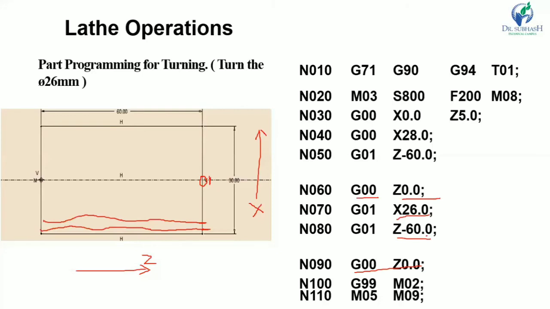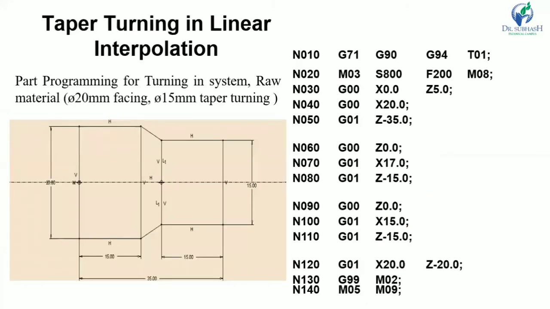Now let us understand next, taper turning in linear interpolation. Part programming for turning in this system. The raw material is 20 mm, and we have to make the facing. This diameter is 20 mm, this diameter is 15 mm, and this distance is 15 mm. So it is 15 mm taper turning.